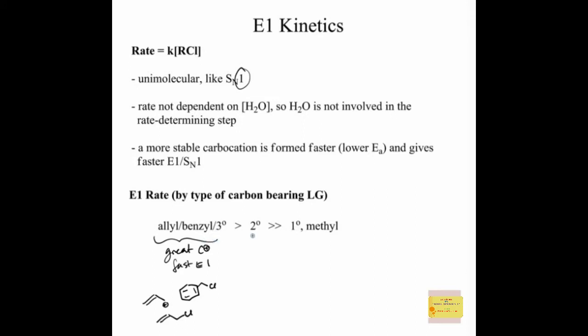Those are better than secondary, and this is where we have our huge jump for carbocations. Primary and methyl are so bad. These are poor carbocations. So it's going to be a very, very slow E1 elimination. Okay, and actually let's cross out that methyl again because you can't have an E1 elimination with just a methyl halide because you don't have a second carbon to form the carbon-carbon double bond.